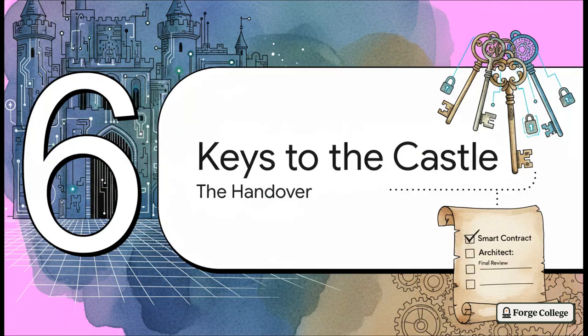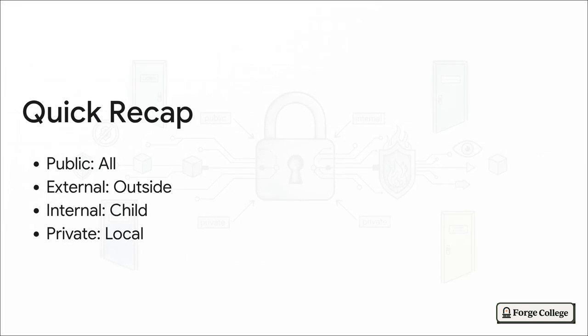Section 6, Keys to the Castle, the handover. Let's do a quick, punchy recap to really lock this into memory. Public, it's right there on the ABI, open to absolutely everyone. External, also on the ABI, but strictly for outside visitors only. Internal, hidden completely from the ABI, perfect for inheritable helpers. And private, completely hidden, strictly local for super tight encapsulation.